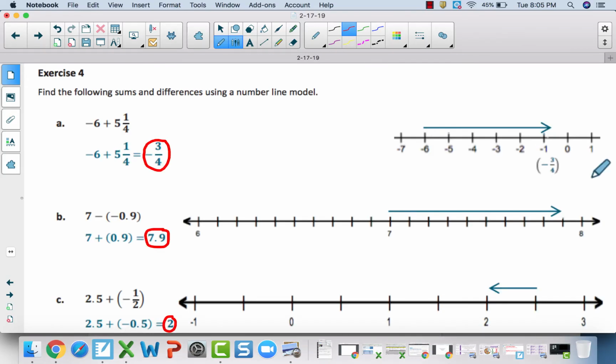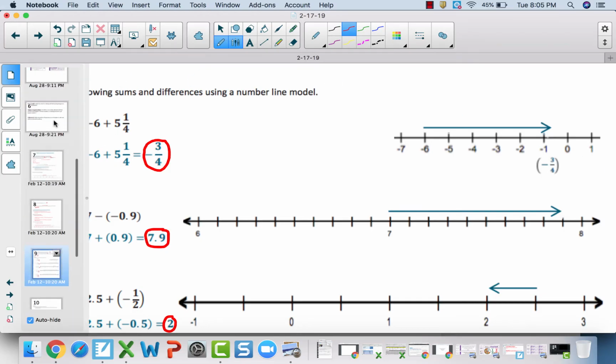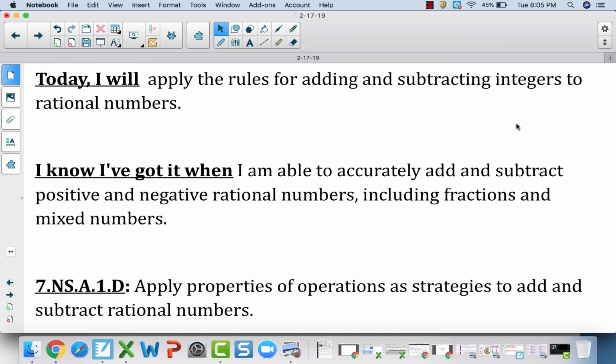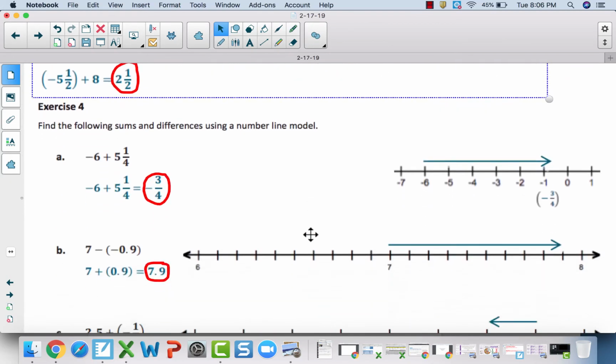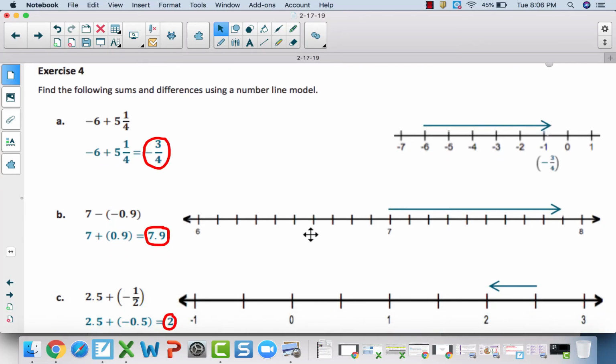The 5 questions in exercise 4 are really pushing us to our goal of the lesson, which, remember, if I go back to our original slide up here, our goal, and you know you have this when you are able to accurately add and subtract positive and negative rational numbers, including fractions and mixed numbers. So if we go back to what exercise 4 is asking about down here, this is really testing that ability. So if you got these 5 questions right, you're really on track. If not, we still have some work to do, okay?